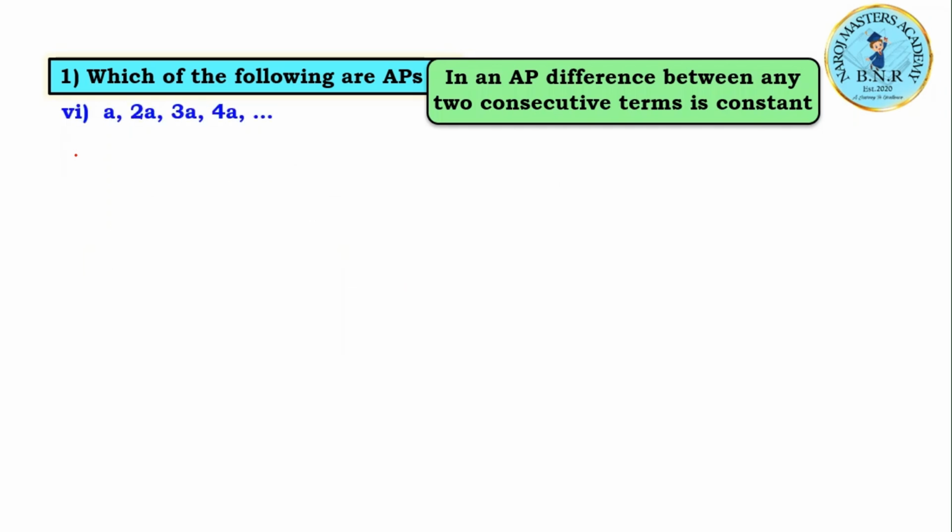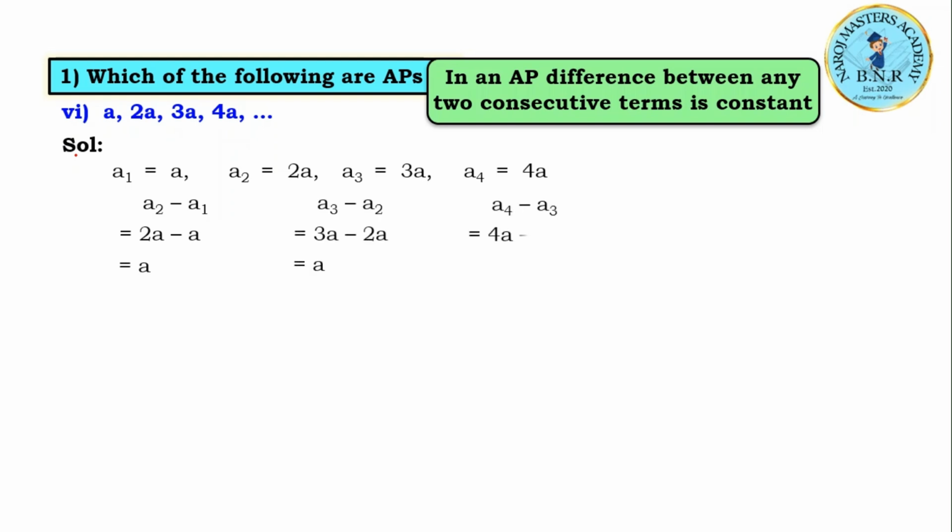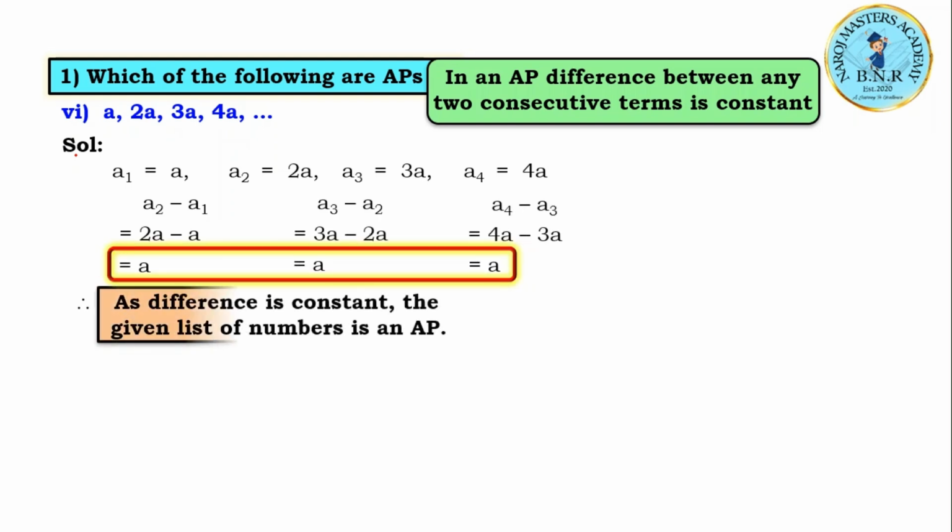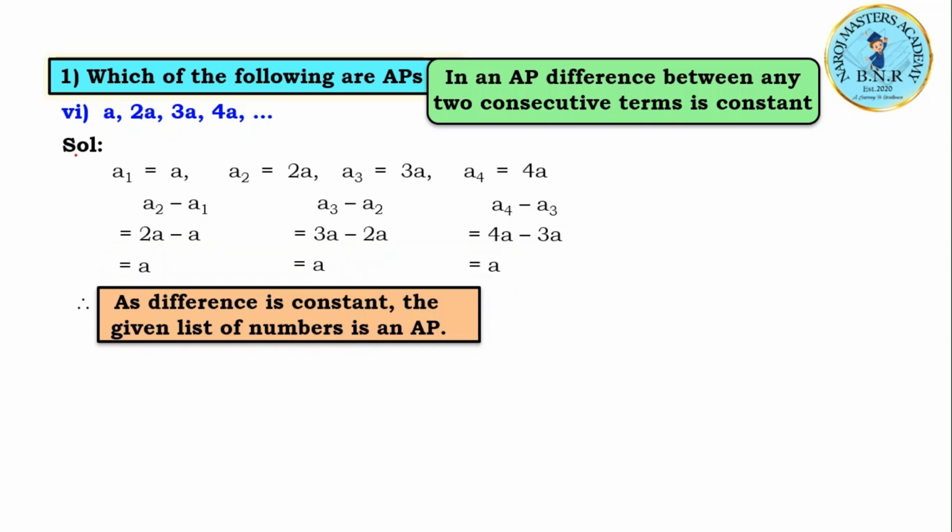A, 2A, 3A, 4A, and so on. Here you can find the first term A1 is equal to A, A2 is equal to 2A, A3 is equal to 3A, A4 is equal to 4A. So the difference A2 minus A1, 2A minus A, is A, and 3A minus 2A is A. So we can say that the common difference is the same. It means the given list of numbers is an AP.